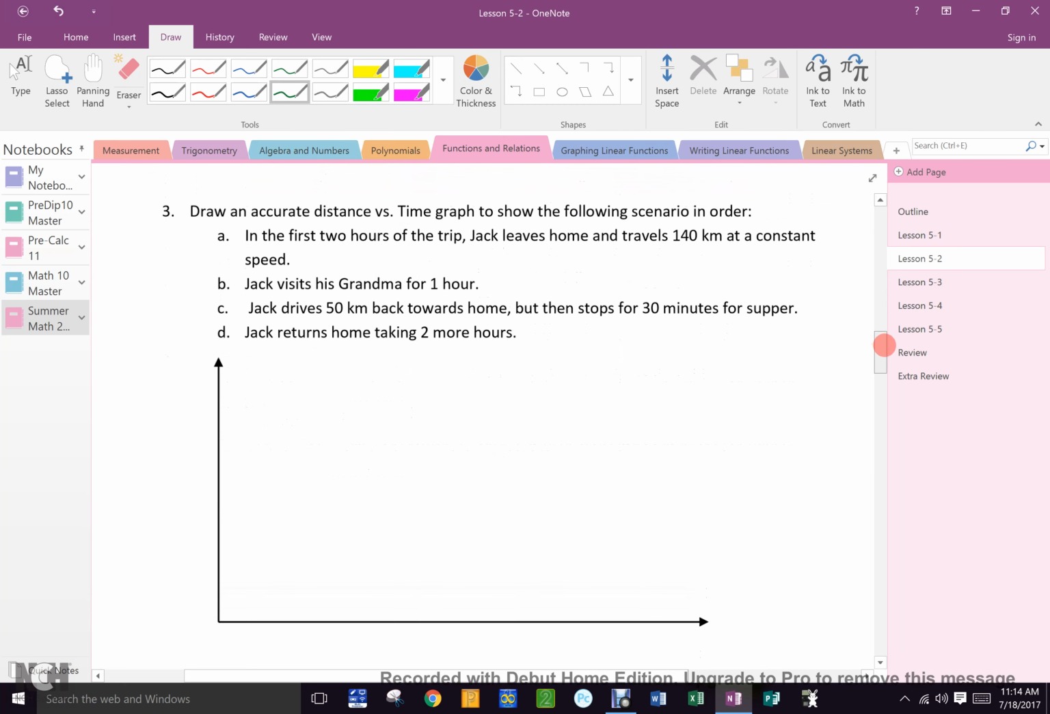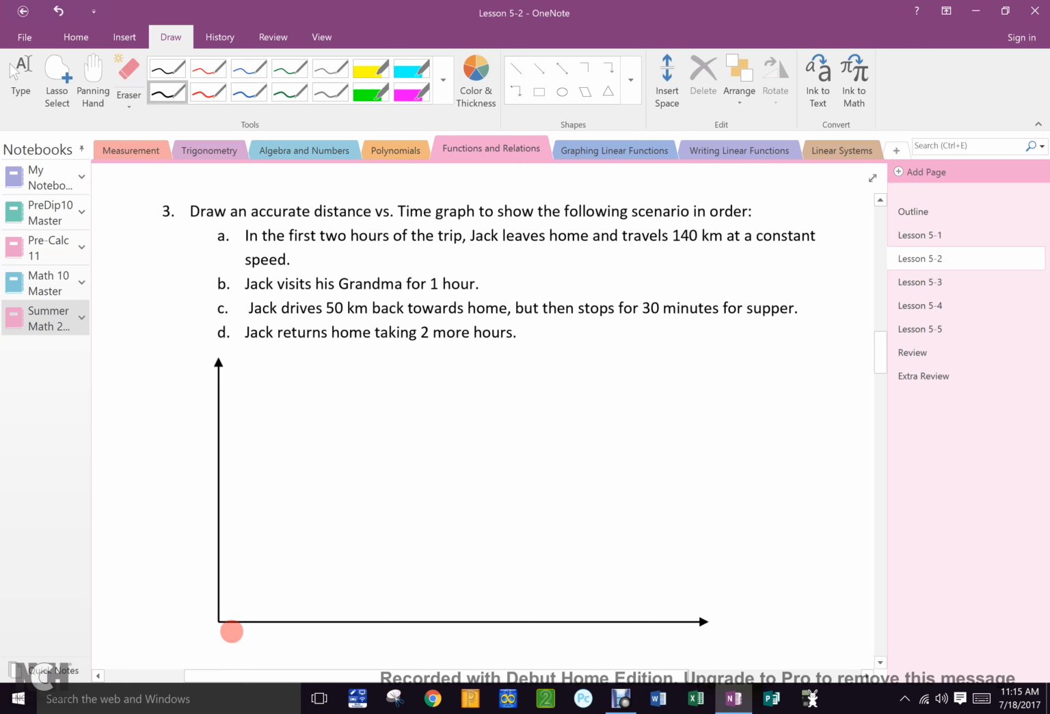All right, now let's see if you guys can really do this. Here's a graph. Why does this graph not have any negatives? Because you can't have negative time and you can't have negative distance. No. We'll talk about that in a minute.